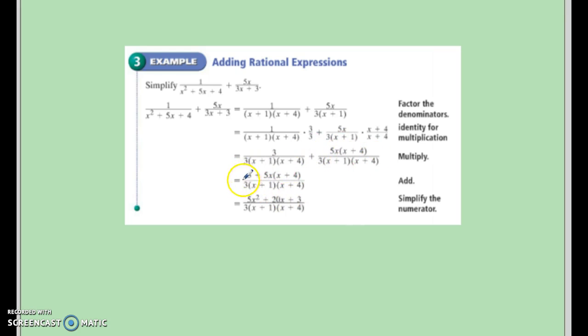And then I can combine those two numerators, right? Because now my denominators are the same, and I combine my numerators, and I end up with 3 plus my 5x times x plus 4. And I'll go ahead and distribute that, right? So my 5x squared plus 20x, and then plus 3. And I just rewrote this numerator in standard form with the highest exponent first.